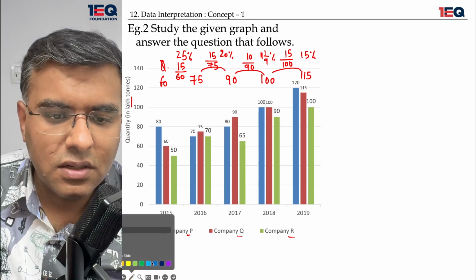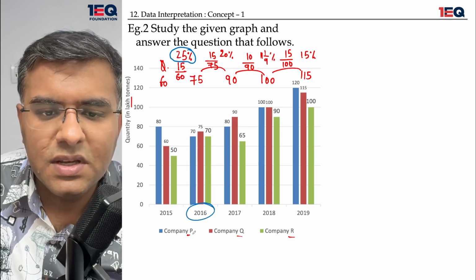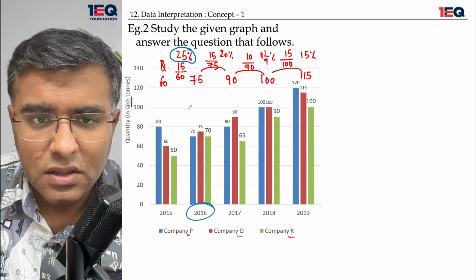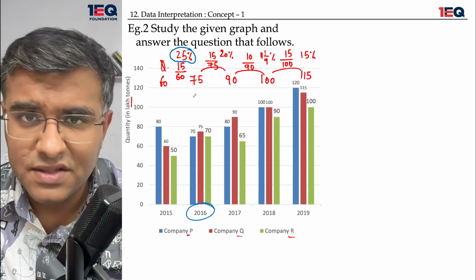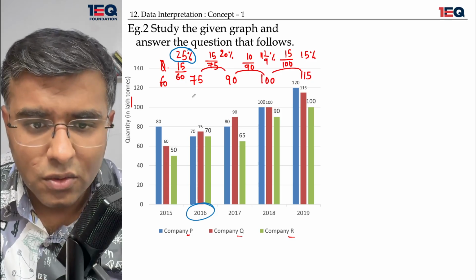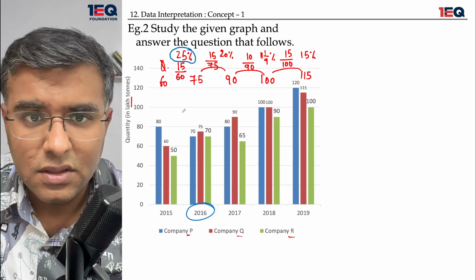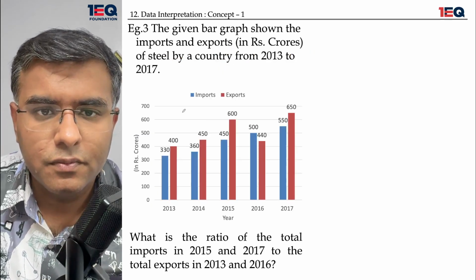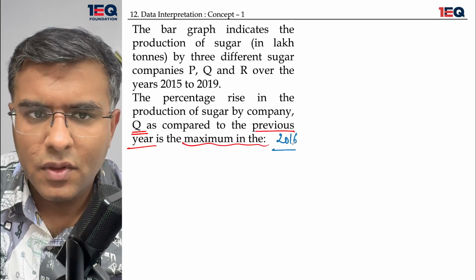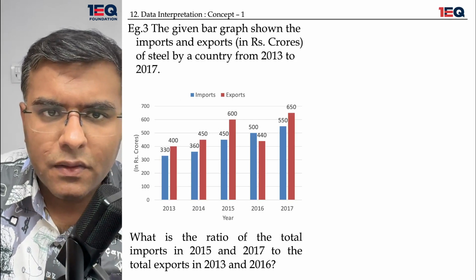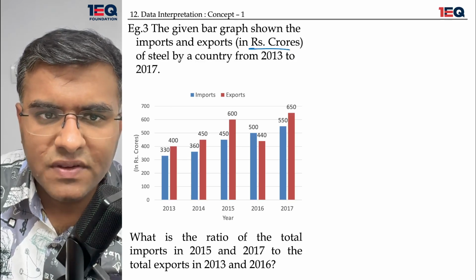So my final answer, according to the question, is 2016. In 2016, the rise in Q's production was highest when compared to the past year. Got it? Moving on. Yeah, so here the answer is 2016. Moving on.